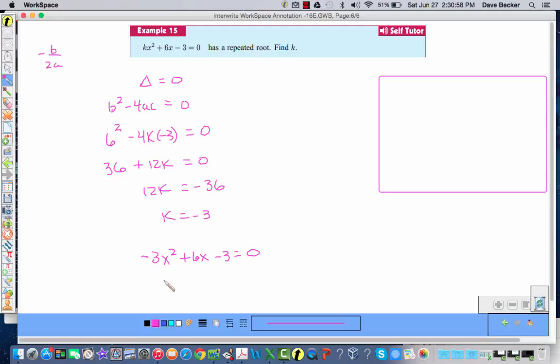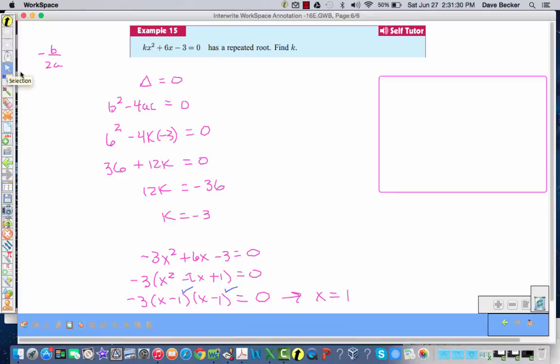Well, let's go ahead and solve for it. That's going to mean we can factor it and figure the solution. Factor out a negative 3: x squared minus 2x plus 1 equals 0. So negative 3 times x minus 1 times x minus 1 is equal to 0. Therefore x equals 1. And we say it's repeated because when you factor it, you get two factors. X equals 1 twice. So that's why we say that it has a repeated root.